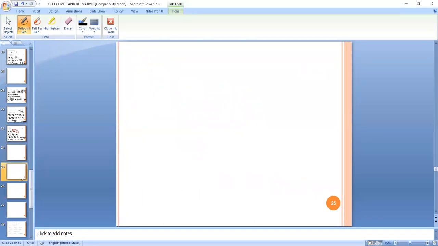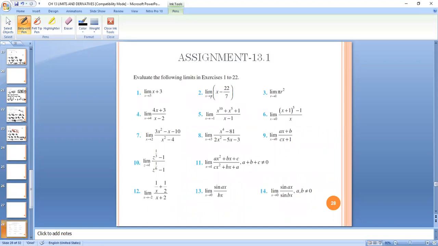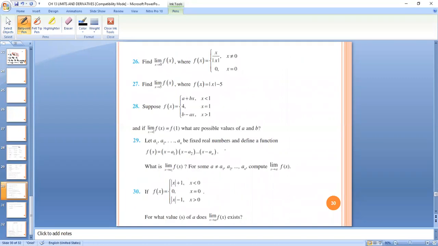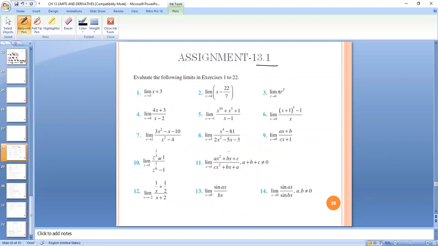Right? Next, we have exercise 13.1. All the questions are related to the same concepts we have done in the classes, like sin ax upon bx, sin ax upon sin bx, and the questions related to x raised to power n minus a raised to power n. Almost all the questions you have to try yourself, and any difficulty we will discuss tomorrow. Okay.